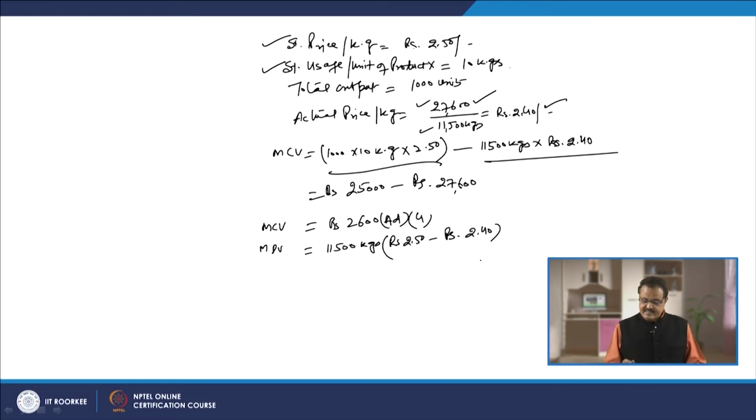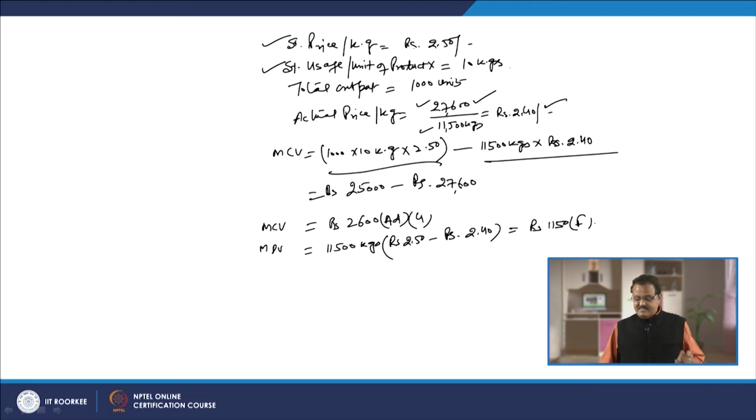So, how is the variance? Yes, this is a variance of 10 paisa, and if you multiply by this, it works out as rupees 1150. Is this variance favorable or unfavorable? Standard was more, actual is less. So, the price variance is 1150, and this variance is favorable. You can put F in the bracket.